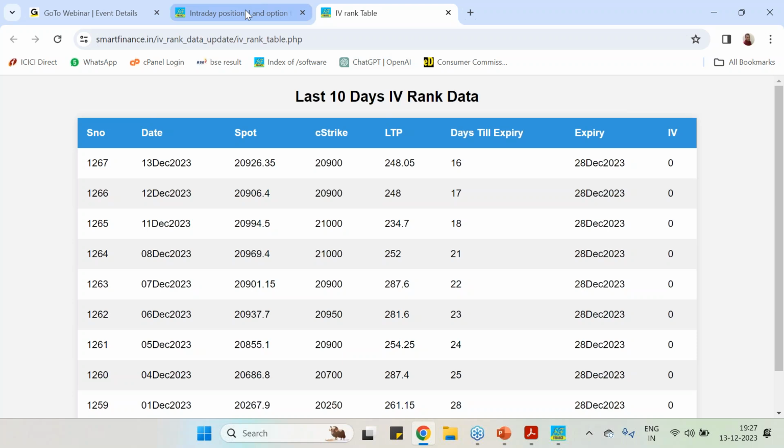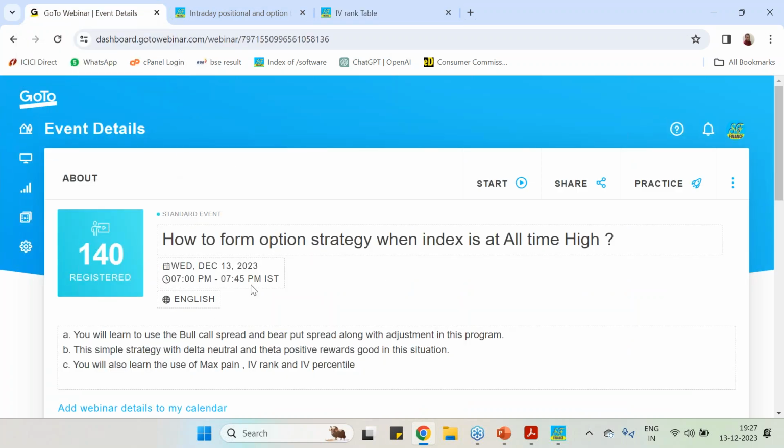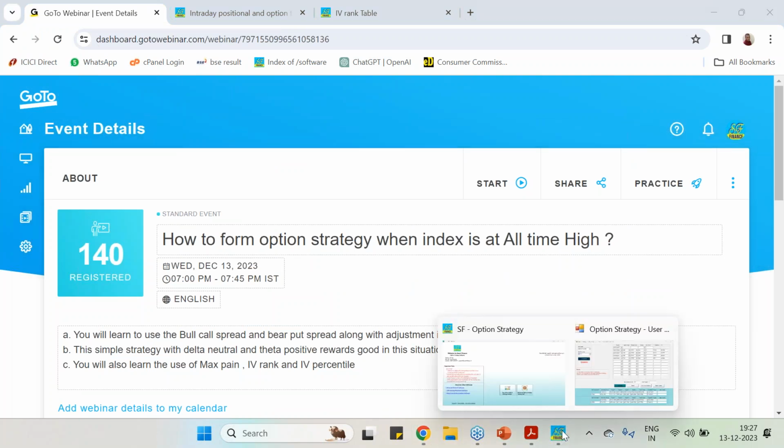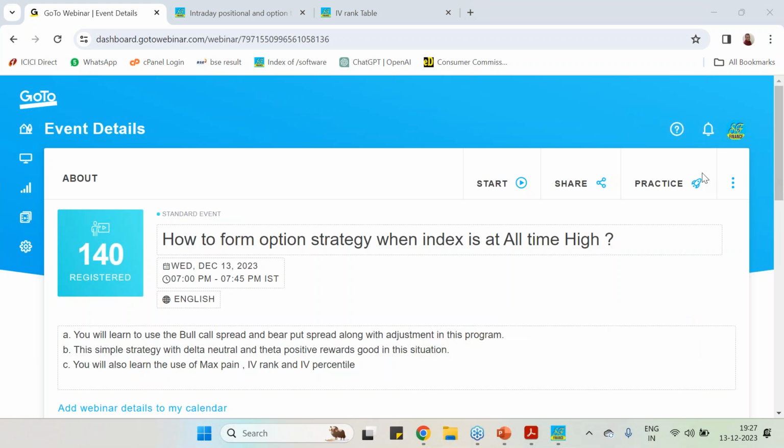Now coming to the next very important part of my discussion: how to form an option strategy when the index is at all-time high. As I said to you before, there are three probabilities of market action. Three probabilities. First probability, market can go up, index can go up. Second probability, market can come down. Third probability, market can be in the range, meaning neither go up nor come down.